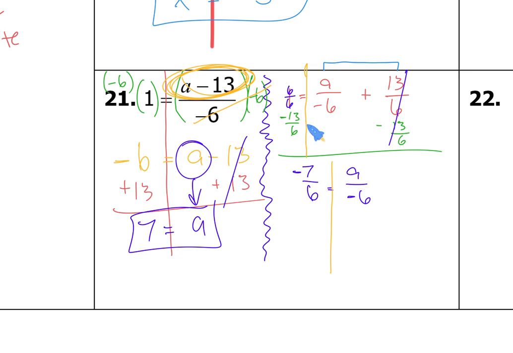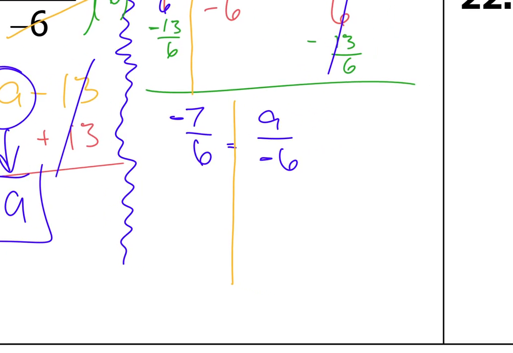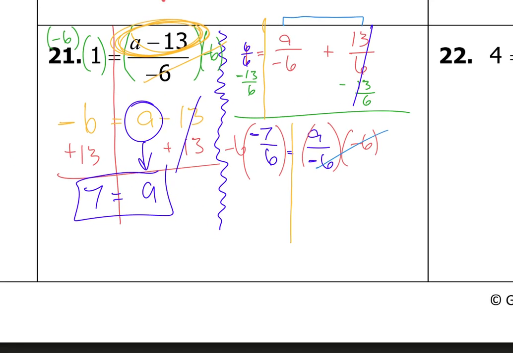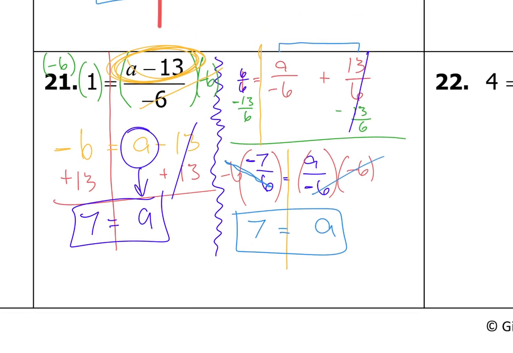I didn't do my little line making them 2 separate problems. Hey, here's a reason why you do that, by the way. All right, next, A is being divided by negative 6. So I will multiply both sides by negative 6. And what happens is these 6's cancel, and these 6's cancel, right? But check it out. There's this negative right here, and this negative right here, and A ends up equaling positive 7.